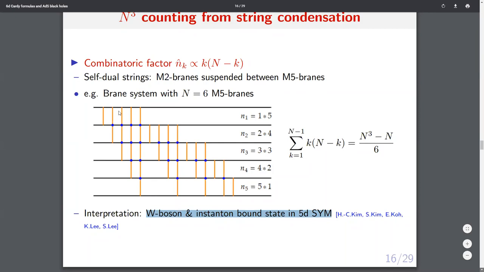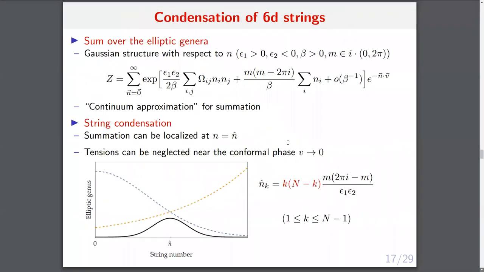And it was found that the W bosons and the instantons can form a non-trivial bound state. And I think this factor can be naturally explained with this bound state of the W boson and the instantons. For example, in the first sector, we have five different degrees of freedom, which can be divided into 1 times 5. And in the second sector, we have 8 degrees of freedom, which can be divided into 2 times 4. By summing over all those degrees of freedom, we obtain n cubed minus n over 6, which is proportional to the n cubed in the Lagrangian limit. This is an interesting computation, but I still think we need further study on these microscopic degrees of freedom.